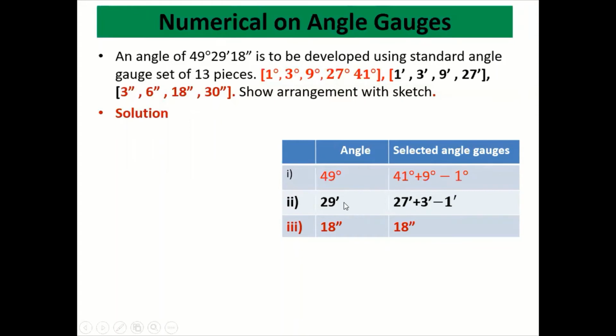Then 29 minutes. So in 29 here, 27 plus 3 will be a 30. But we want 29, so we can subtract 1. So I have subtracted 1 here, so I'll get 29 minutes. Then 18 seconds. It is directly available, the 18 seconds, so I have taken it directly.